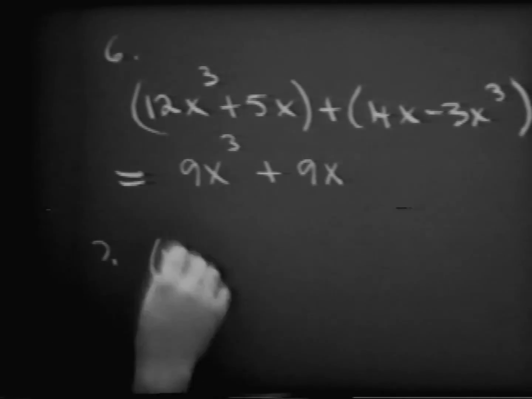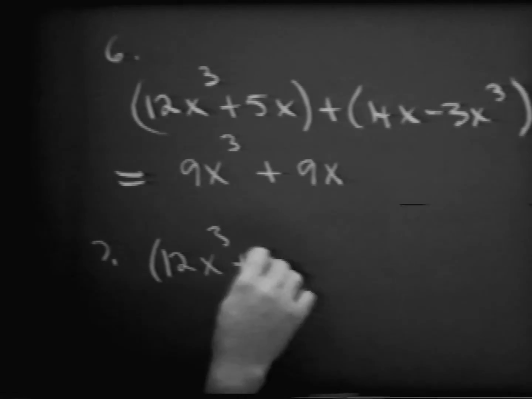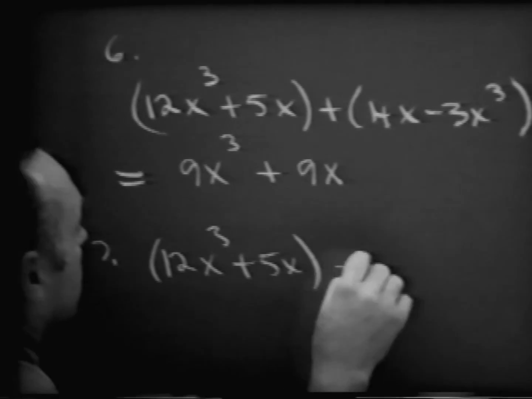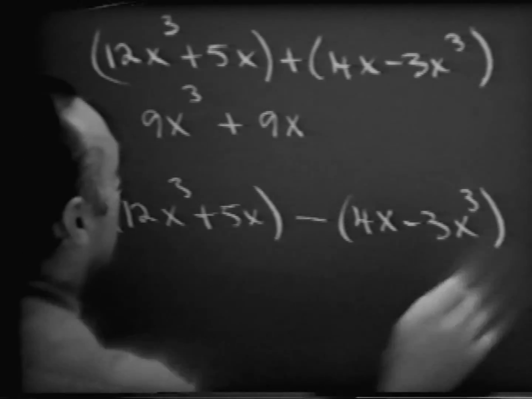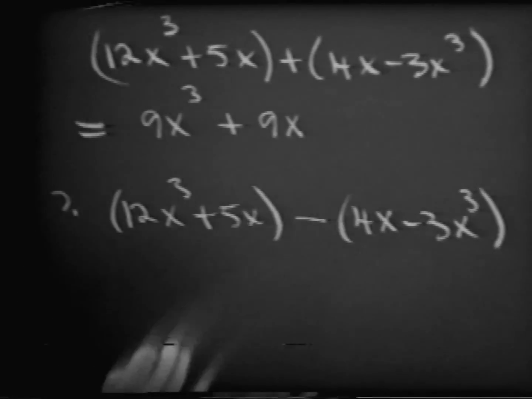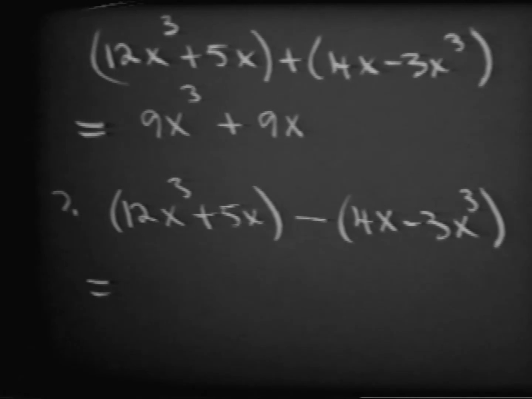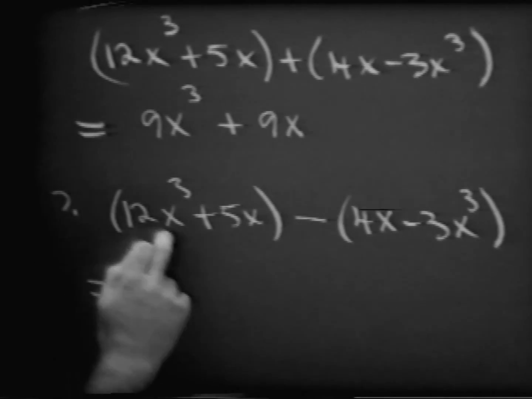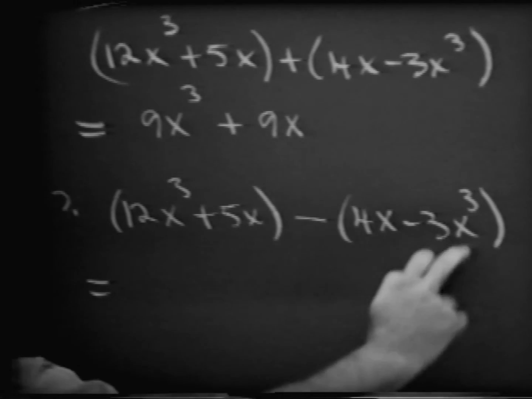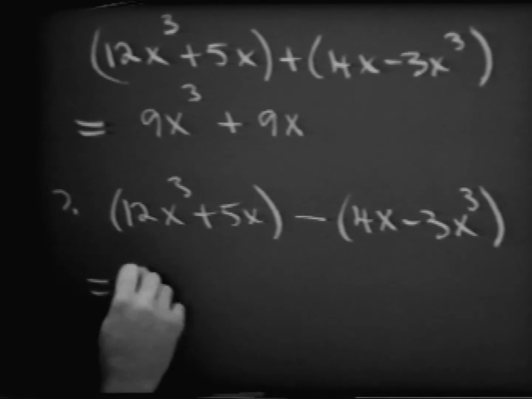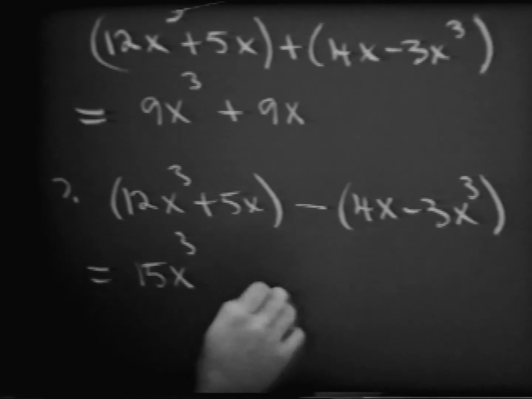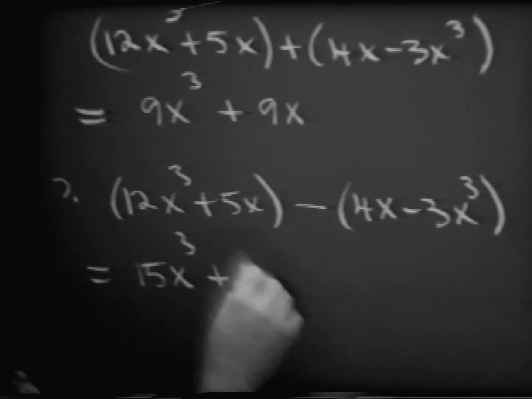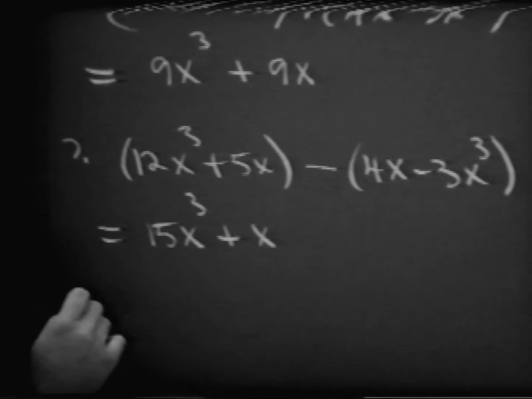Let's look then at, say, another example, 12x cubed plus 5x. So let's suppose we were to write minus. Now notice here, we can actually subtract these. Here we happen to have the difference of two binomials. And now let's see if we can't go to our final result here. 12x cubed minus a negative 3x cubed is 15x cubed. And 5x minus 4x is, of course, plus x. All right, and there we have the most simple name.